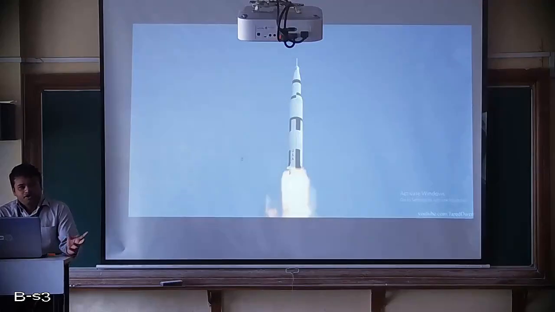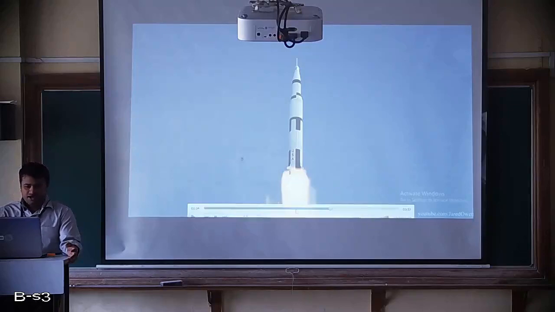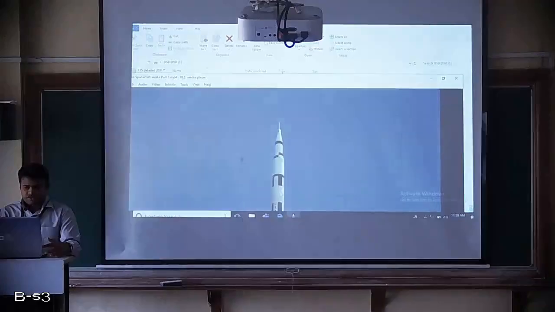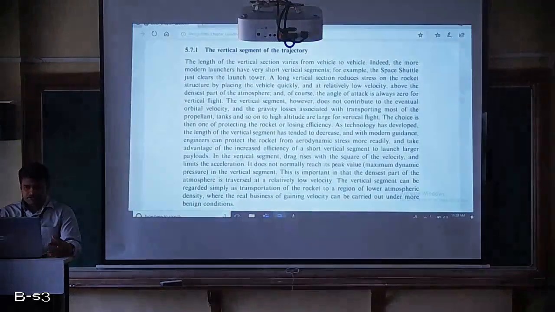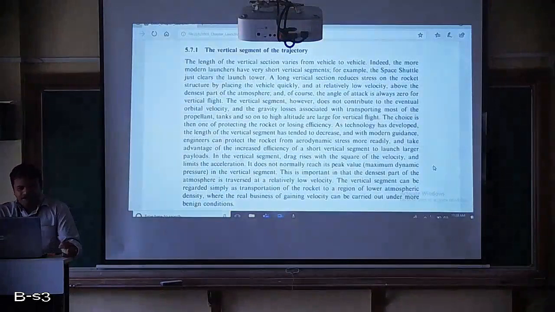That means modern space launch vehicles use a very small vertical takeoff segment. After that, they go into transition trajectories. So this is called the vertical takeoff segment. So now, coming back to the point, here what is happening?